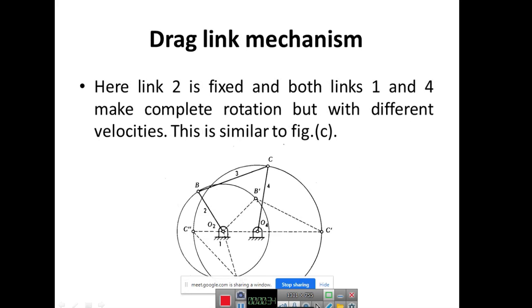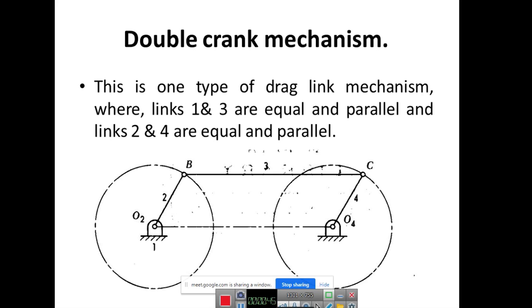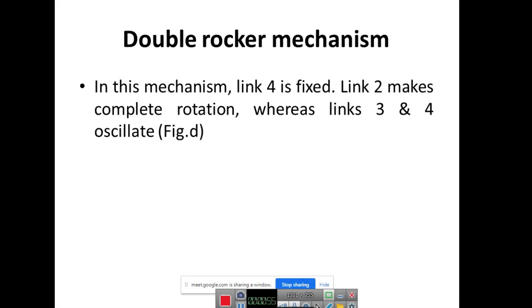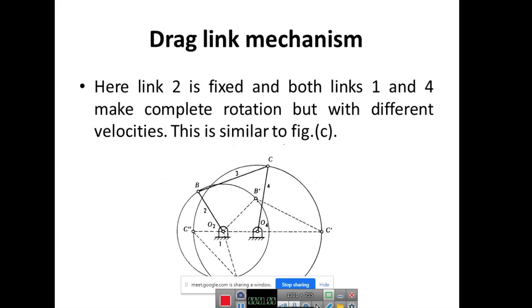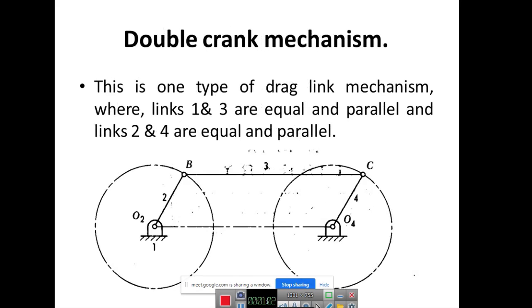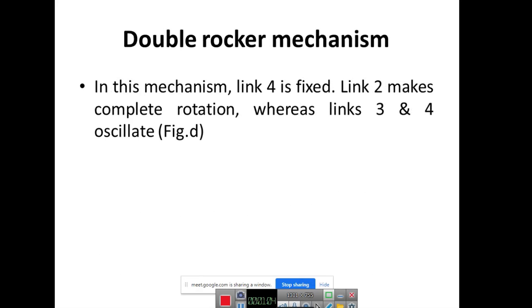In the drag link mechanism, you have seen the crank and the rocker both completely rotate, but with different velocities. And in the double crank mechanism, the links are equal and parallel. Links 1 and 3 are equal, and even 2 and 4 are equal and parallel. So both will have rotary motion. The double rocker mechanism is the same as the double crank or rocker; it is nothing but a type of the same mechanism.